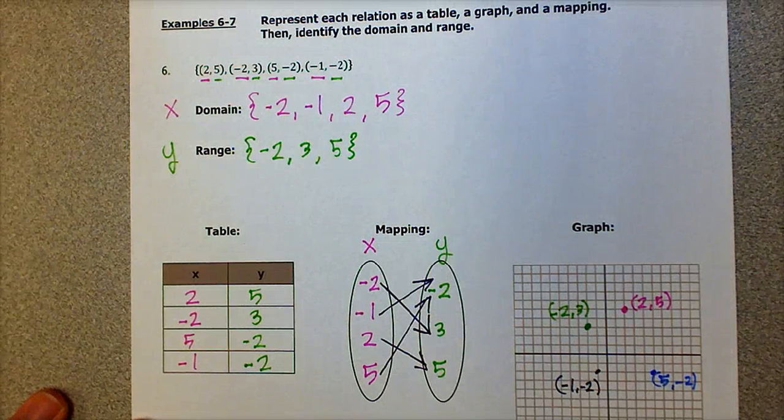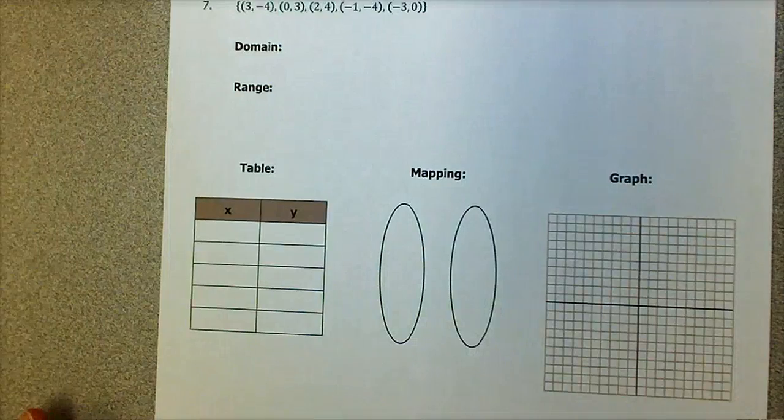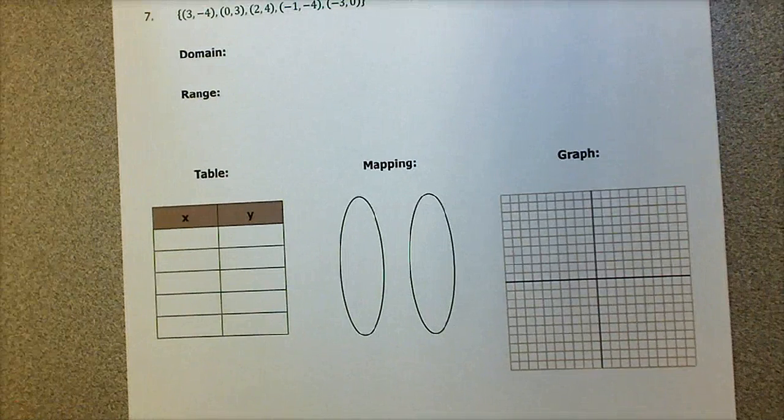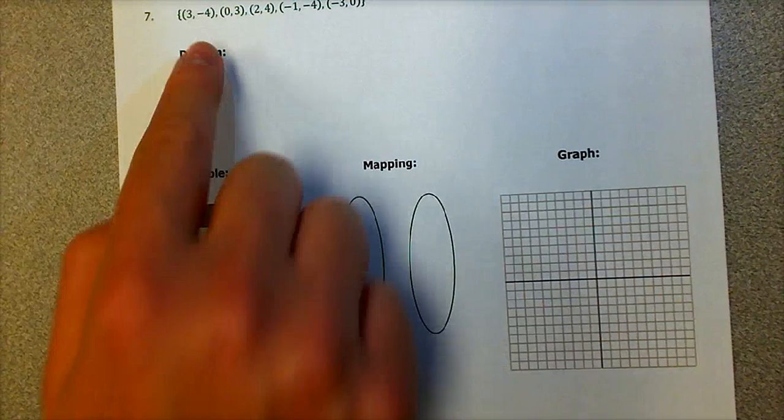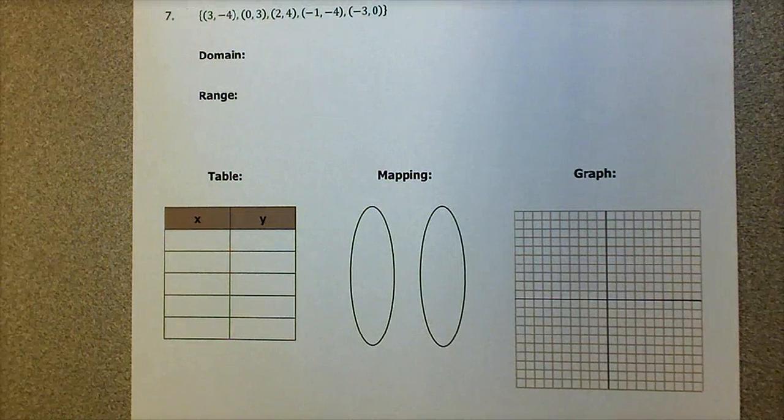Okay, we're going to practice this one more time for example 7. If you think you have the hang of this, what I'd like you to do is pause the video and try all 3 of these on your own, including the domain and the range, and then once you're done, click play to check your answer, and then we'll talk about how you get each of these different representations. So go ahead, try it on your own, and then click play just to be sure you're on the right track.